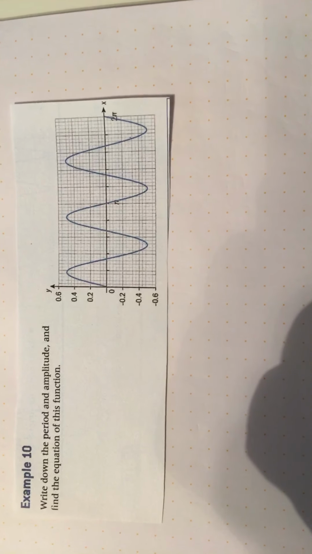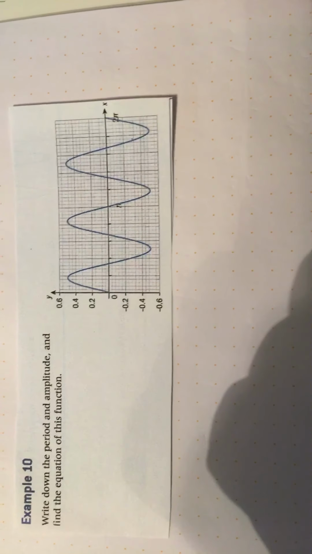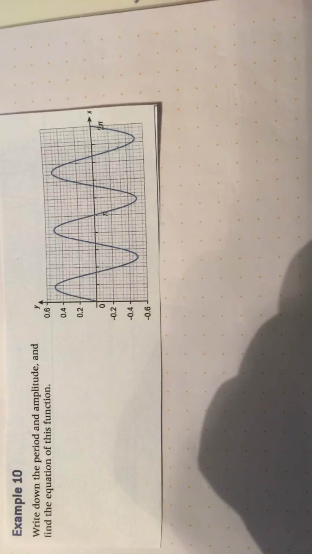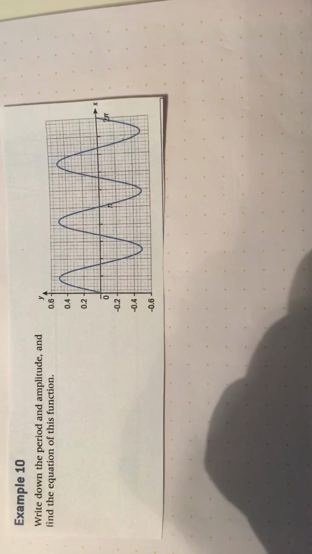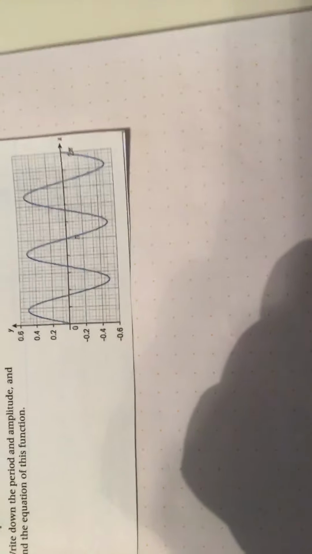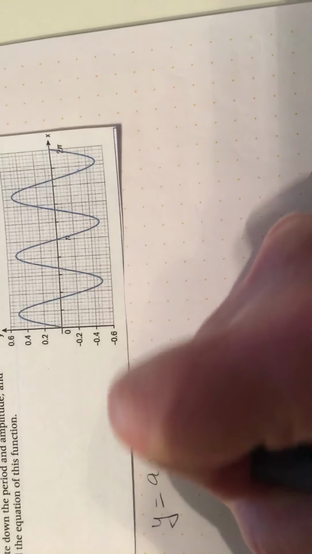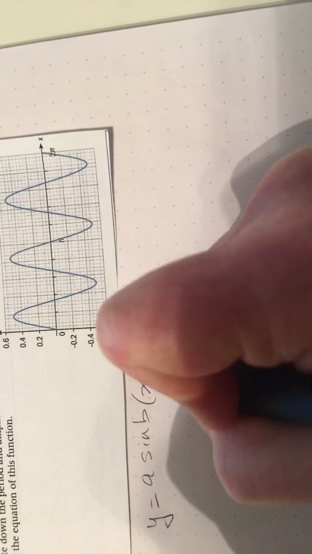Okay, here we go with example 10 from page 525 of your textbook. Write down the period and amplitude and find the equation of the function. So we know that transformational form of a sine function looks like this.